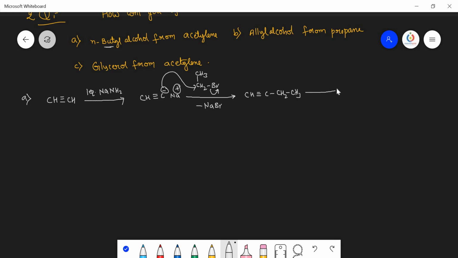So this 1-butyne you subject again to sodium in liquid ammonia, or else you can take palladium on carbon, calcium carbonate or barium sulfate in the presence of quinoline or sulfur, whatever it may be. The reason is that only 1 mole of H2 has to be added, because we want the alcohol, so we need a double bond again, so that it becomes CH2 double bond CH CH2 CH3.